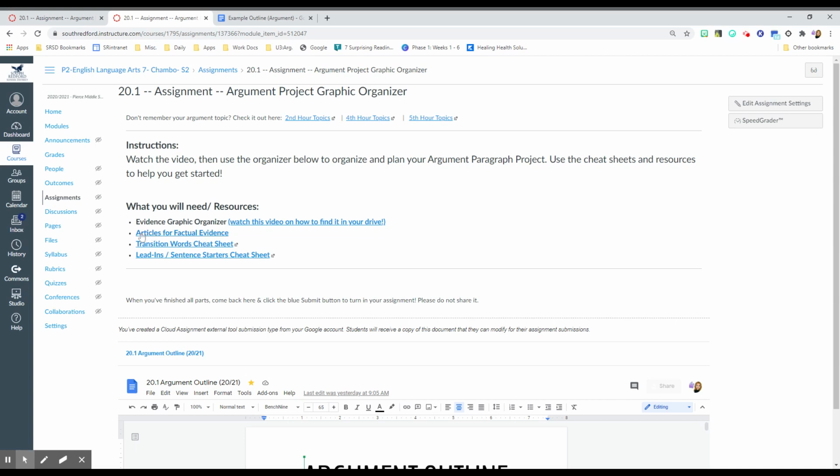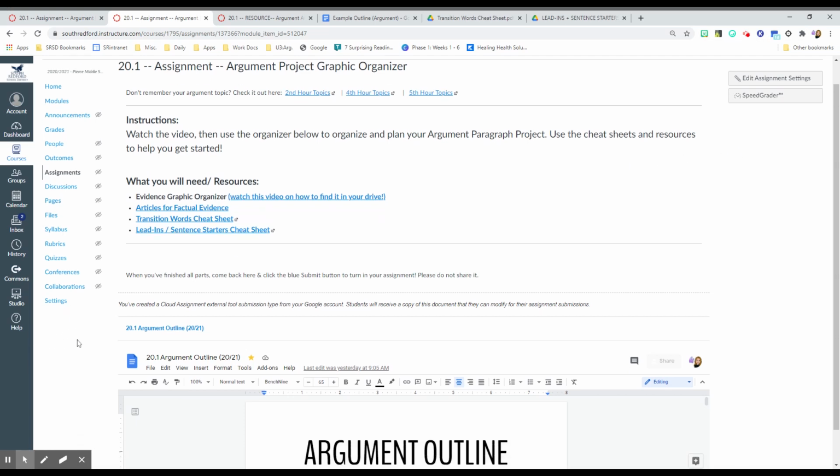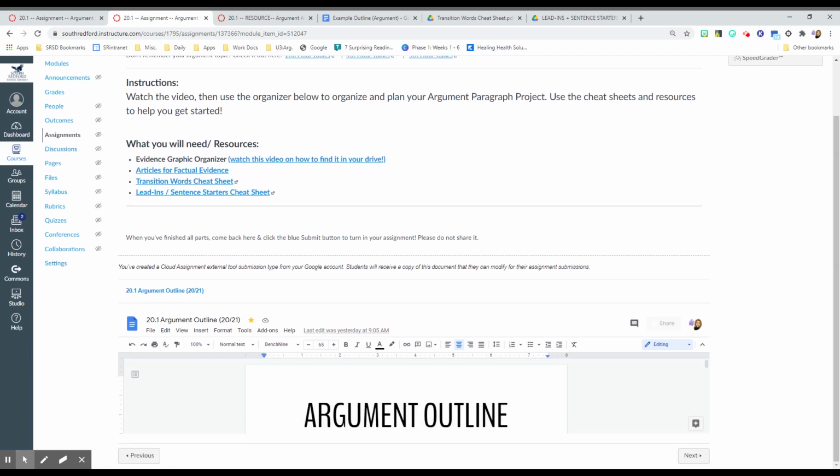We also have the articles that were used for the factual evidence. Those are linked up right here. And then we're going to be practicing a little bit with transition words and lead-ins, or sentence starters. So there are just a couple of cheat sheets there to assist you along during this outline. You're going to have your outline available down here at the bottom.